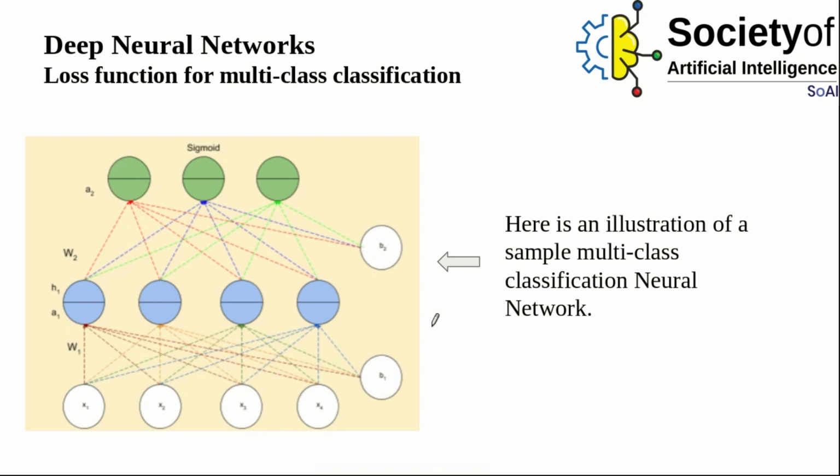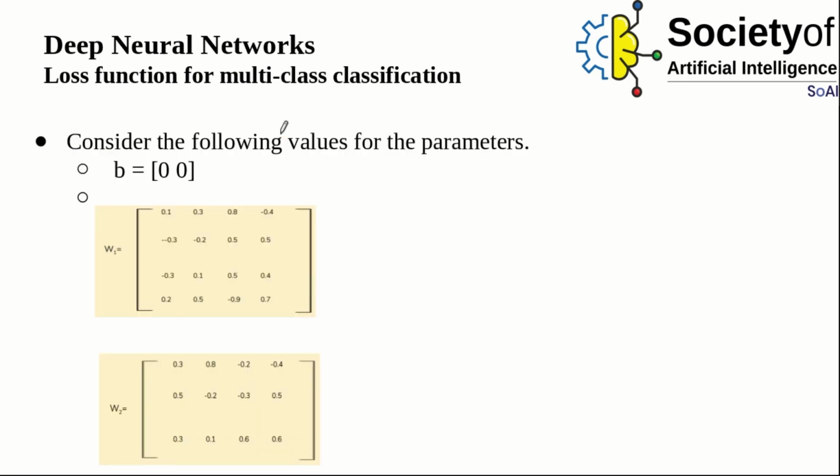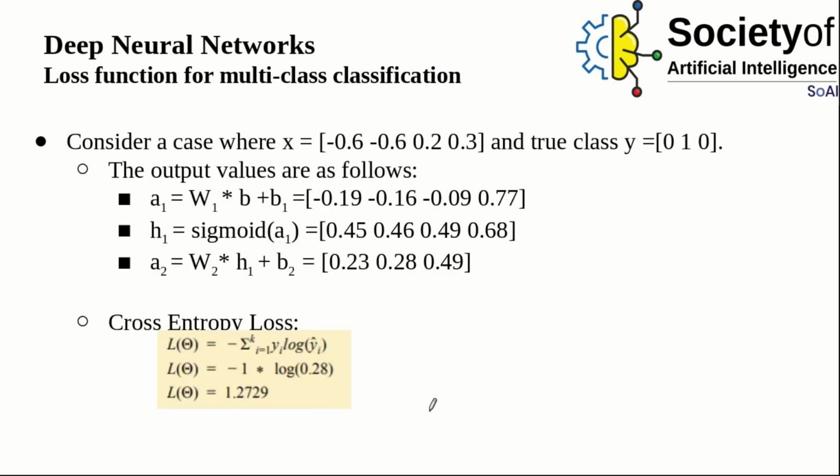So here is an illustration of a simple multi-class classification neuron. Here there are three classes, basically we are classifying into three classes. Consider the following values for the parameters, b being 0 and w1 and w2 being the matrices. So consider a case where x is equal to minus 0.6, 0.2 and 0.3, and true class y equal to 0, 1, 0.